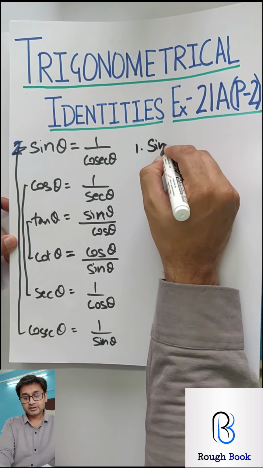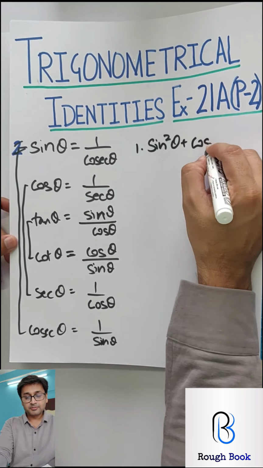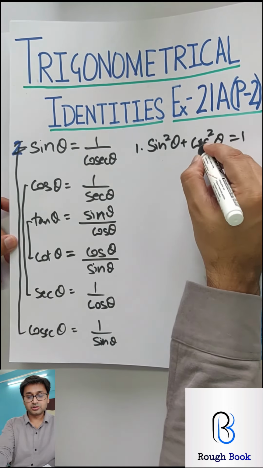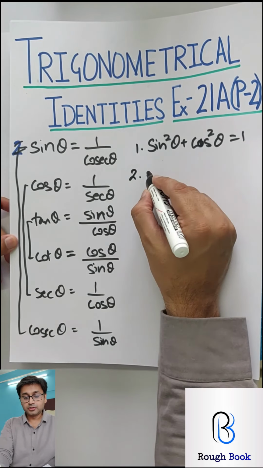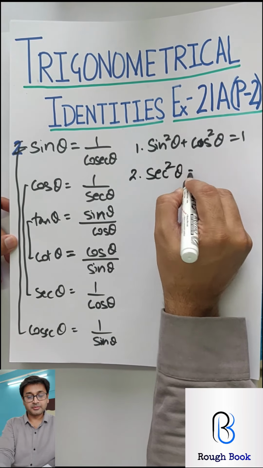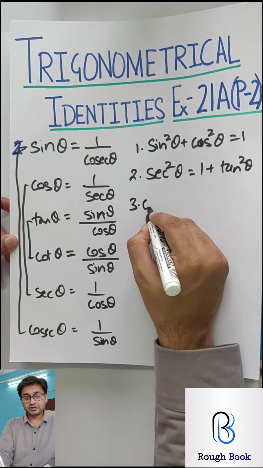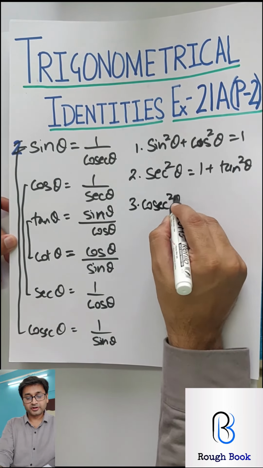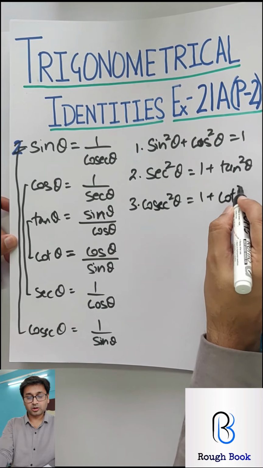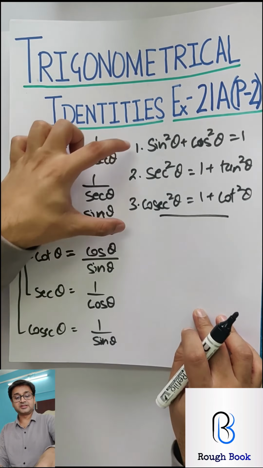Then we add some square ratios. Number 1, sin square theta plus cos square theta equals 1. Number 2, sec. Do you remember? Sec square is 1 plus tan square. Superb. And number 3, cosec. What is cosec square? 1 plus cot square. So are we clear with these three?